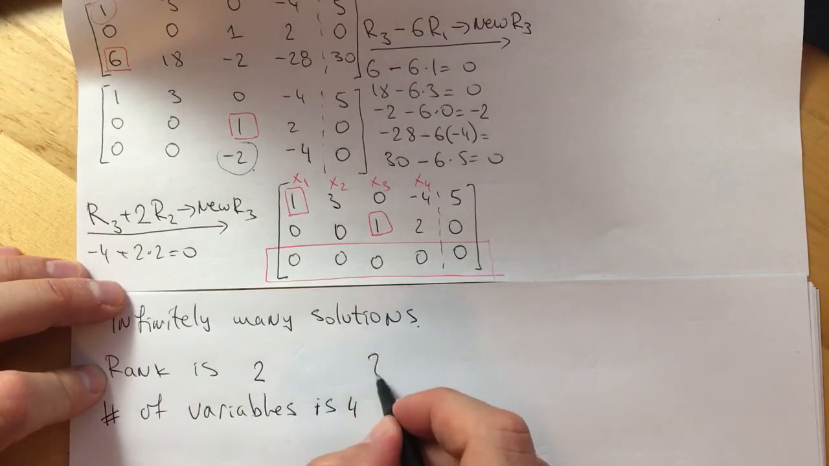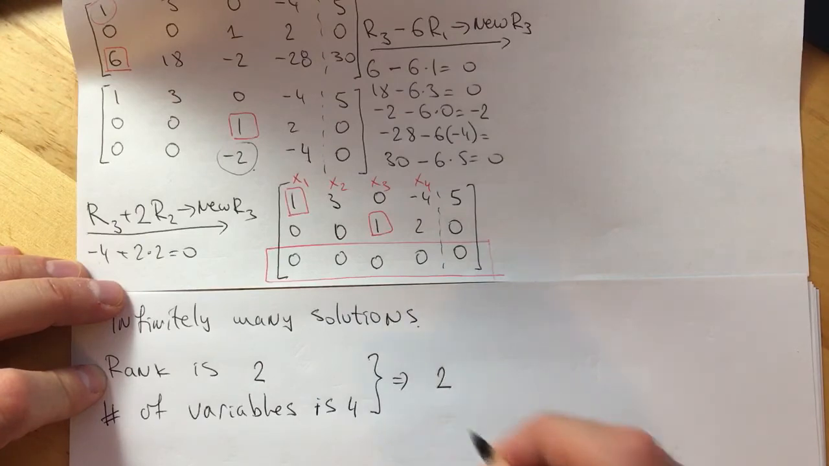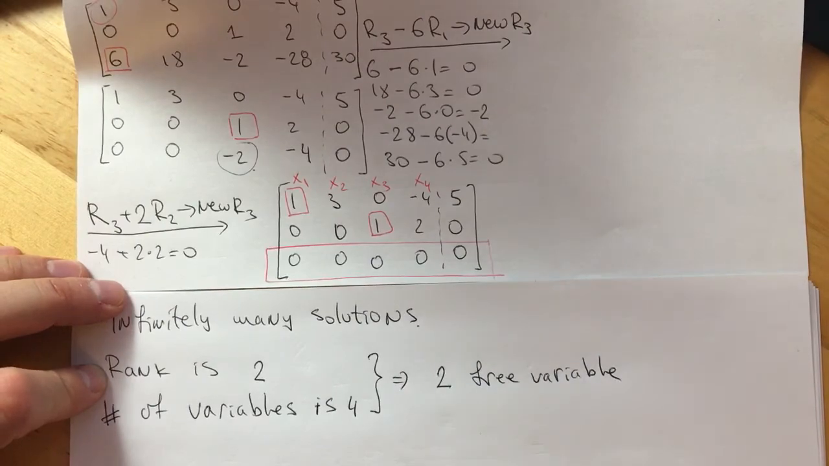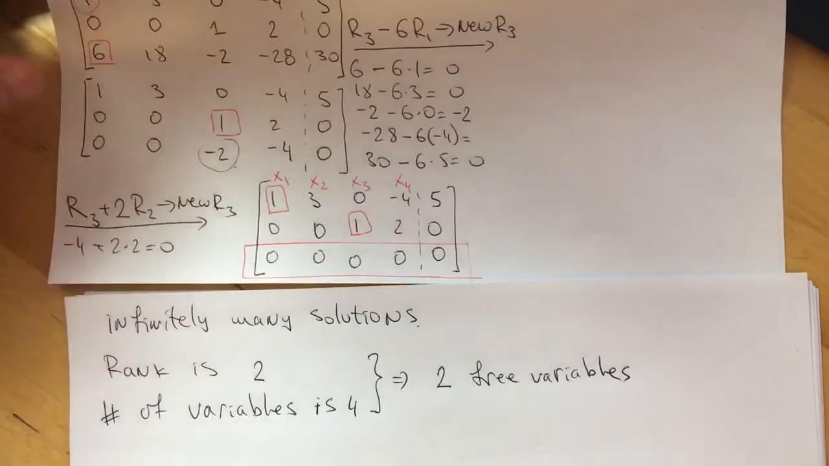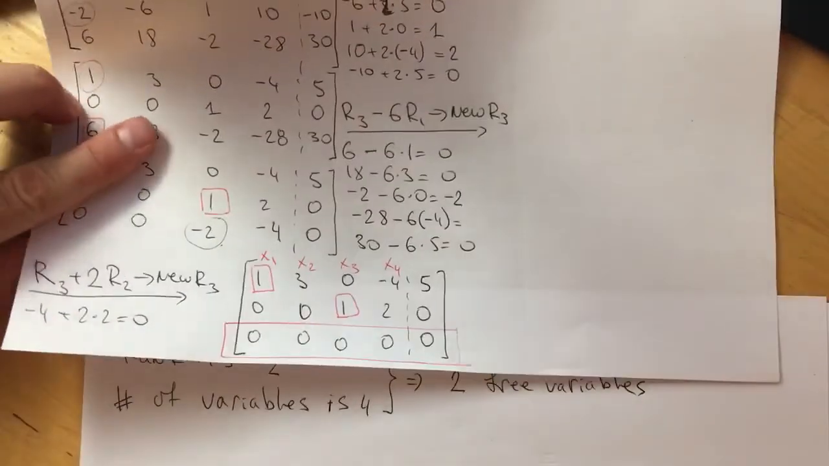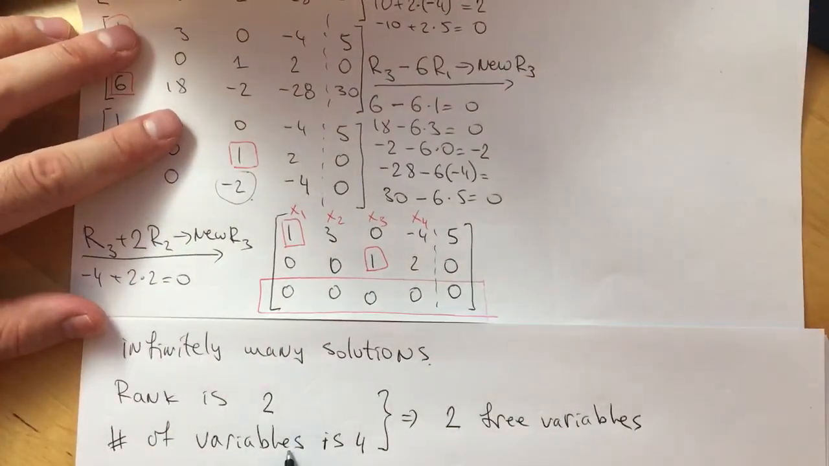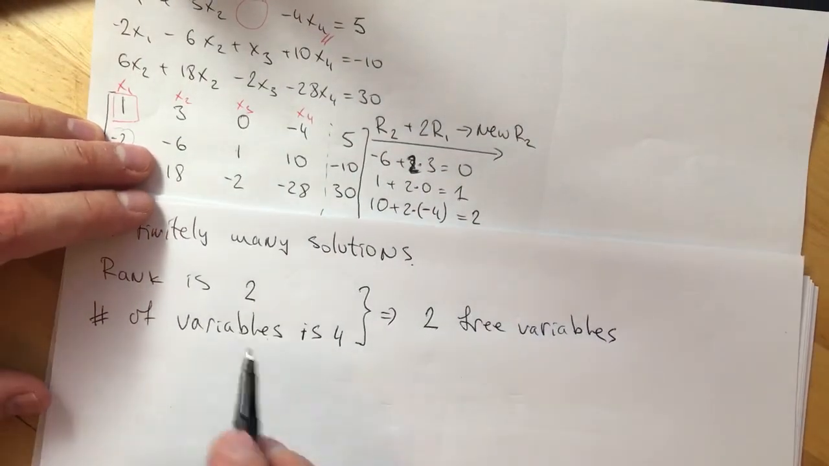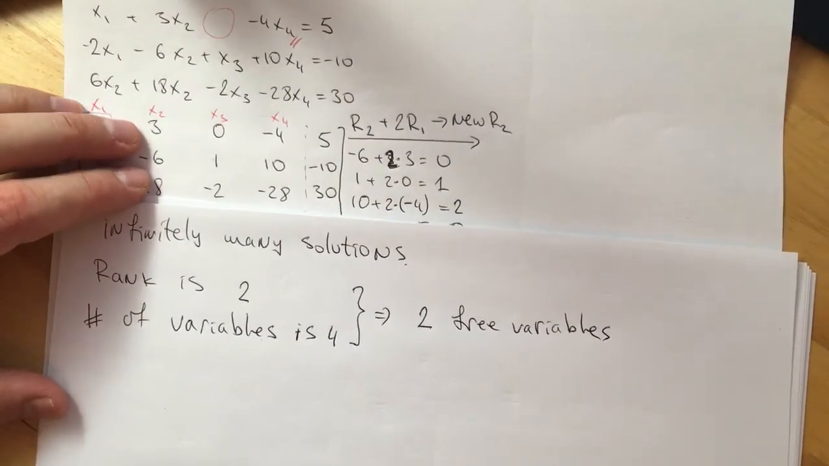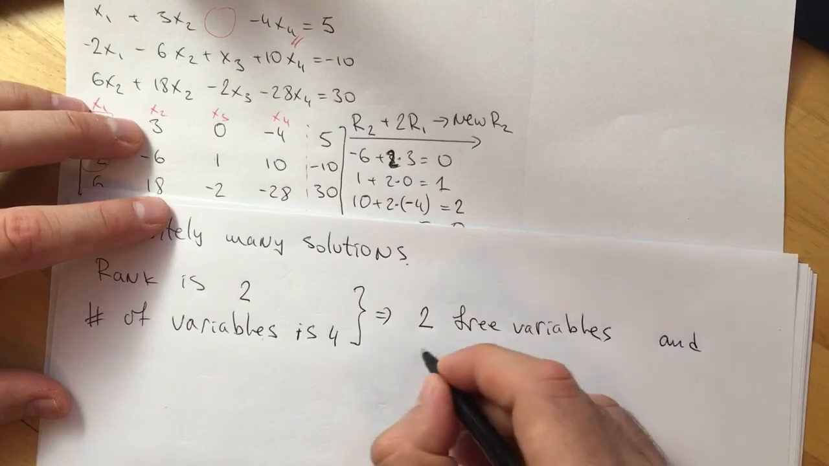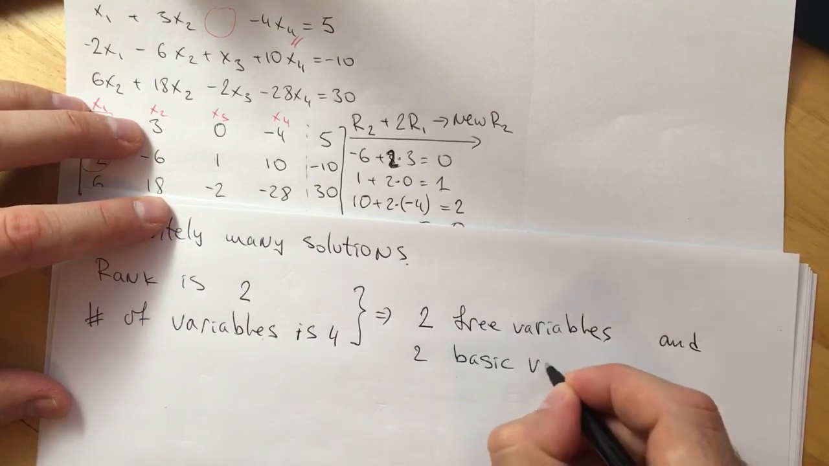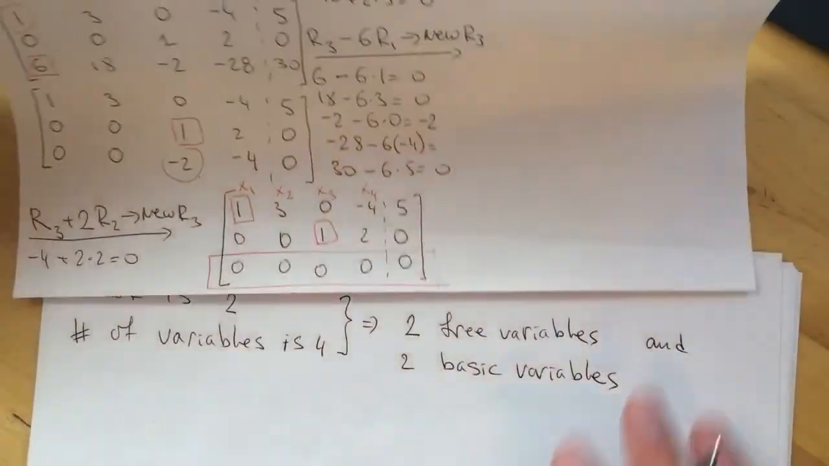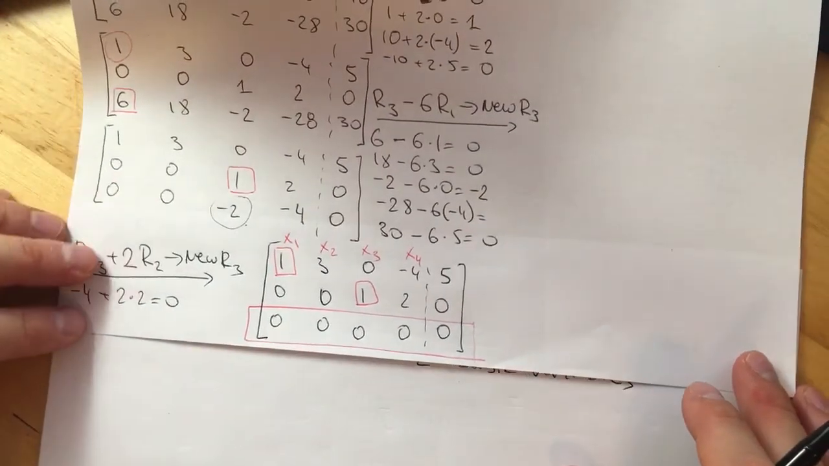This implies that we will have 2 free variables. The number of free variables is equal to the difference between the number of variables and the rank. So if the number of variables is 4 and we have 2 free variables, how many basic variables do we have? We have 2 basic variables. Okay, now let's read out the solution of this system.